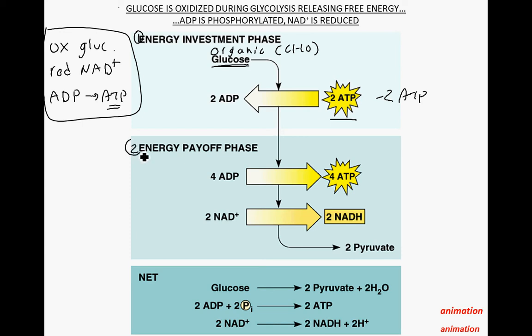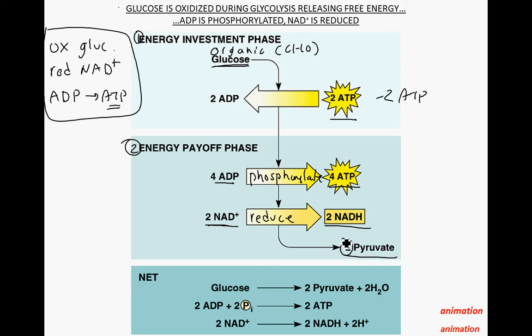But then in the second phase here, the energy payoff phase, the glucose is going to continue to be oxidized, and we're going to, in the process, phosphorylate ADP to generate ATP, and then we're going to do a reduction here. So we're going to reduce NAD plus to NADH. The end product then are these pyruvate molecules down here.